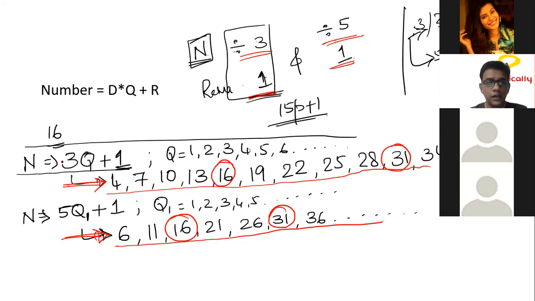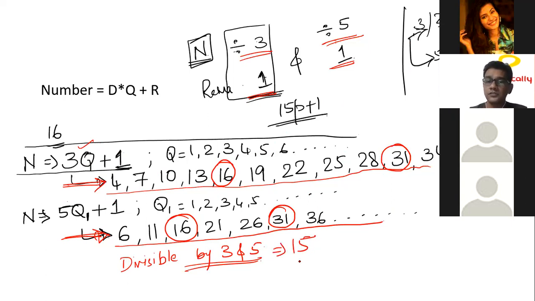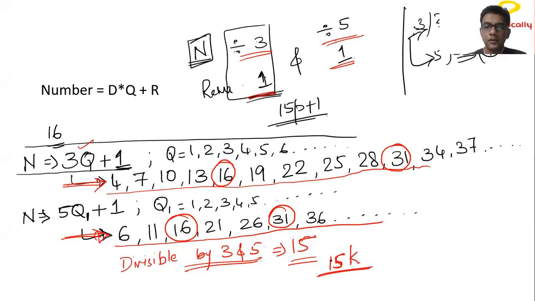Why are these numbers 16 and 31 falling into this place? Because when I'm looking at a number that is divisible by 3, giving remainder 1, and by 5, giving remainder 1, I'm actually looking at a number which is first divisible by 3 and 5. And what is a number divisible by 3 and 5? It is a number divisible by 15, the LCM basically. So I am looking at a multiple of 15, because all multiples of 15 are divisible by 15.